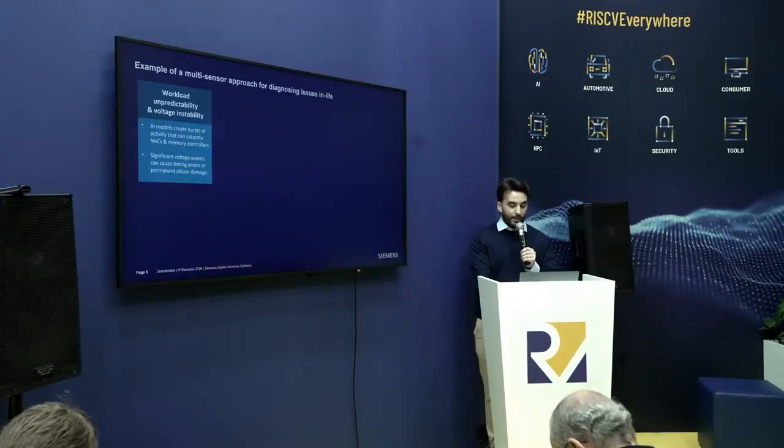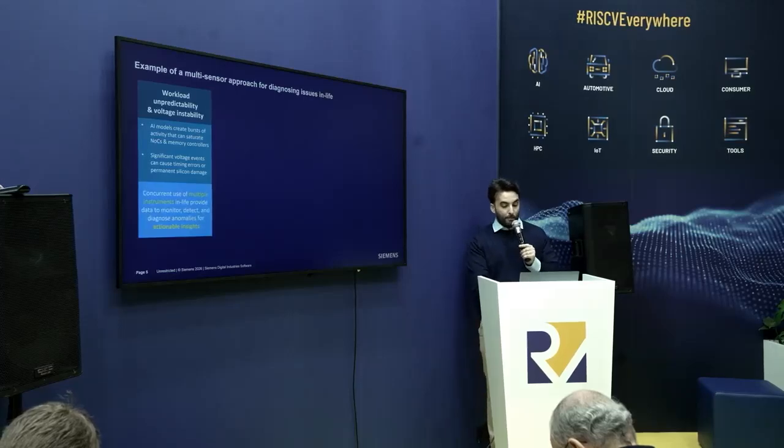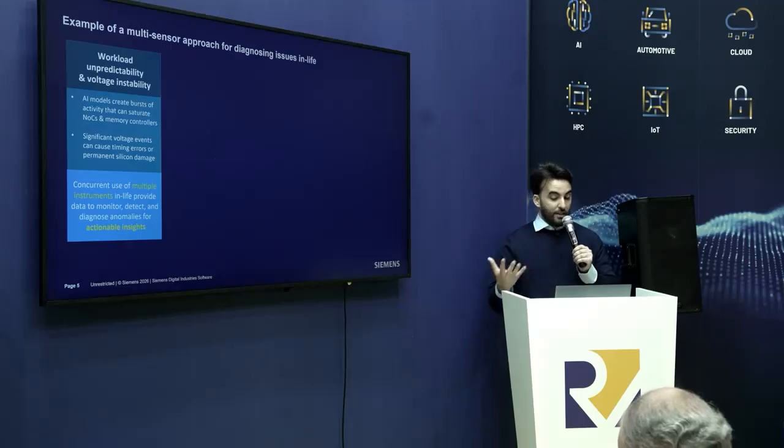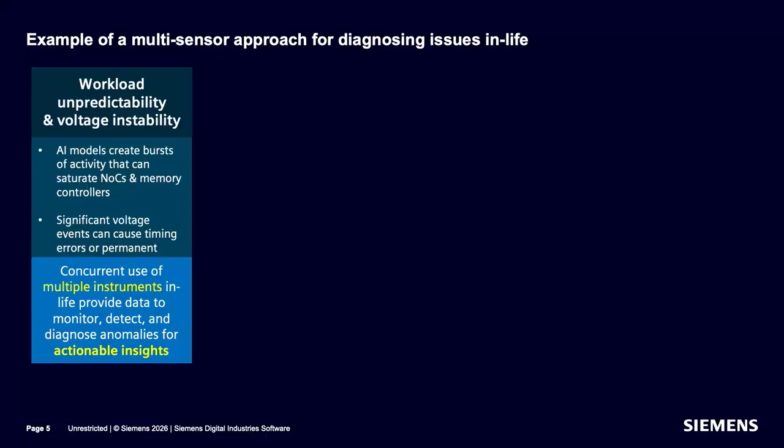permanently damaging silicon. So while functional monitoring provides methods to observe and debug system level problems, it doesn't have the visibility to detect such events in the voltage domain, such as the voltage profile. This is where having a concurrent set of multiple instruments in life can provide data to monitor, detect, and diagnose these anomalies and give actionable insight.